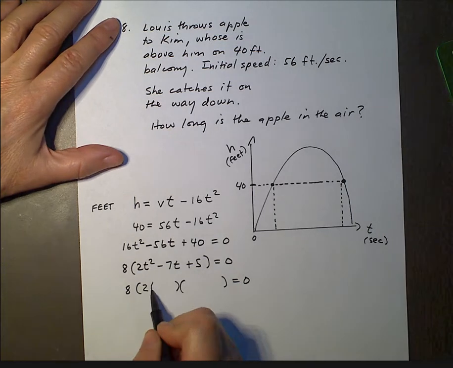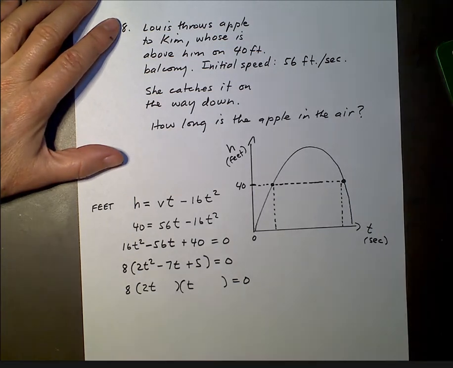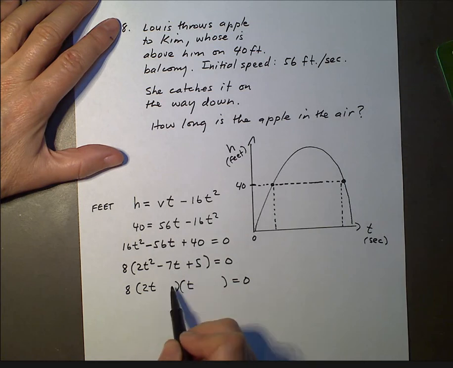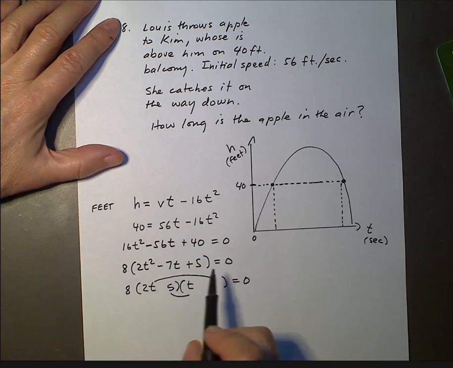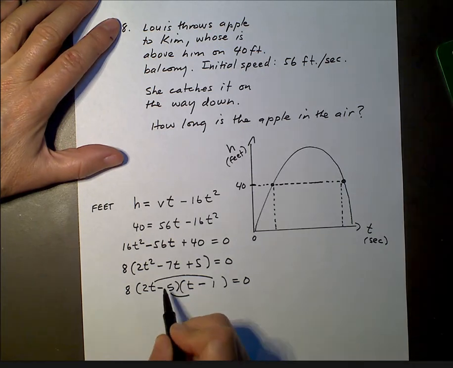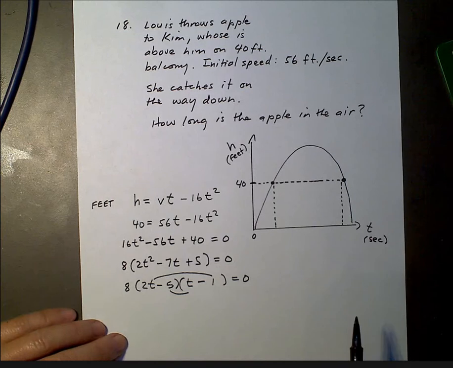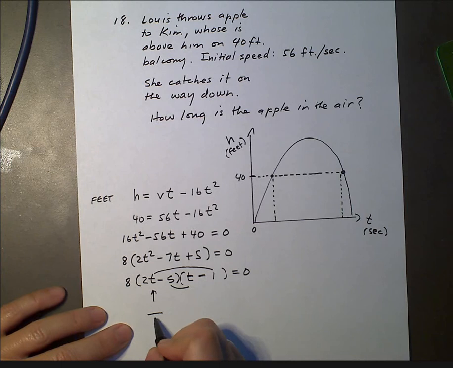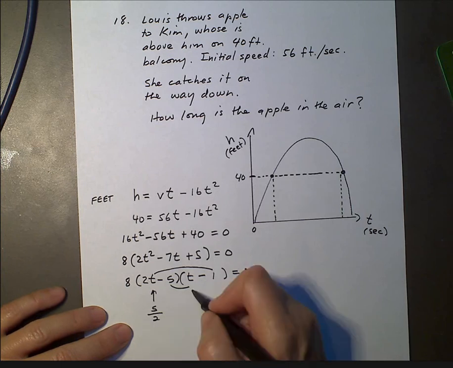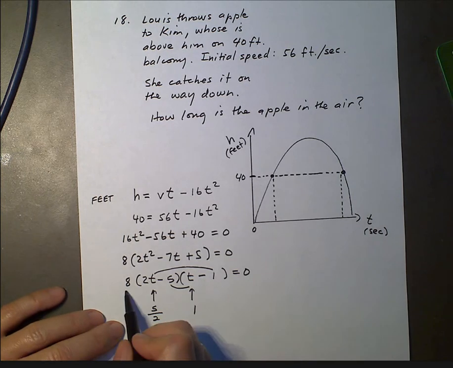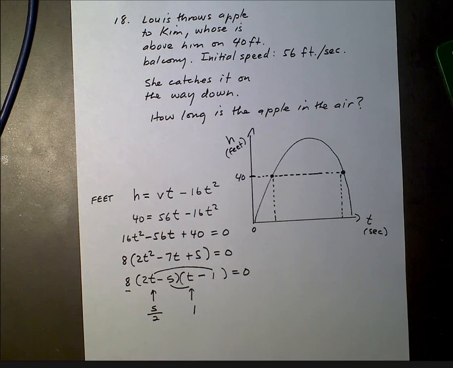My first terms have to be a 2t times a t, and I need a 5 and a 1 in these positions. If I put the 5 here and the 1 here, I've got a 2t and a 5t to combine to be a 7t, and it has to be a negative 7t, so those are both negative. The value of t that makes this factor equal to 0, therefore making my equation true, is 5/2, or 2.5 seconds, and 1 second for this other factor. We can ignore the 8 because it's just a constant, not a variable t.